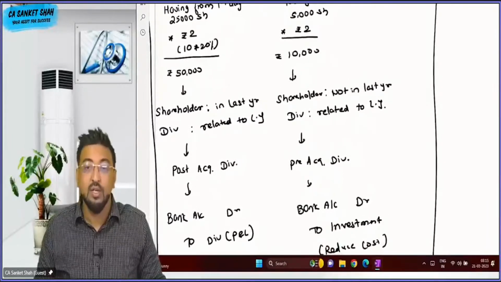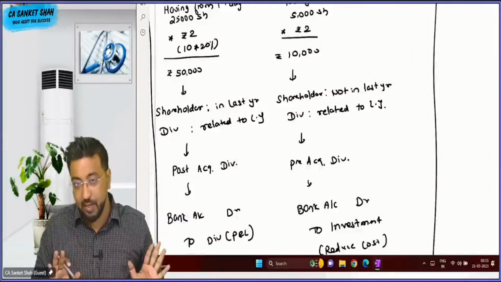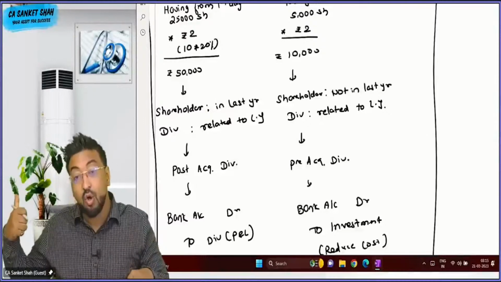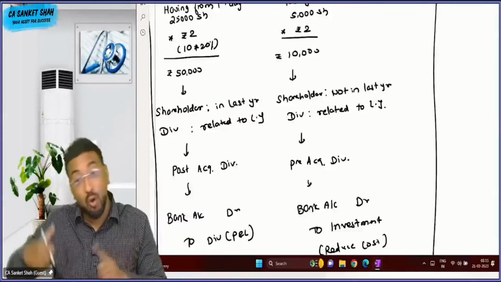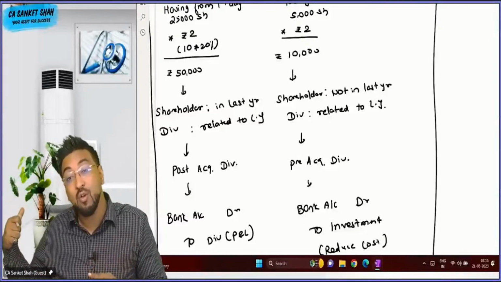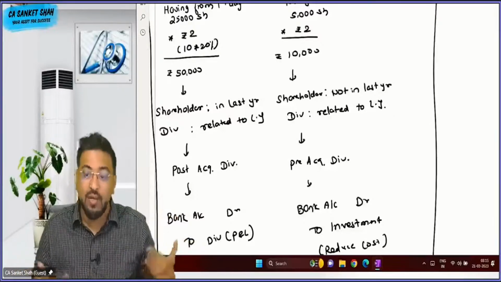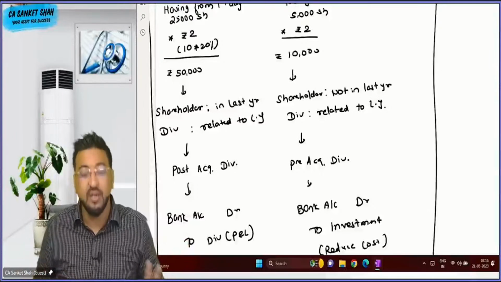So what you understood? You just have to understand post-acquisition dividend and pre-acquisition dividend. Pre-acquisition dividend means the shares are purchased now, but the dividend received is for the past. Post-acquisition means I already have the shares and I got dividend on those shares, so it is my income. And when it is a pre-acquisition dividend, I will reduce it from the cost. It's very simple, sir.